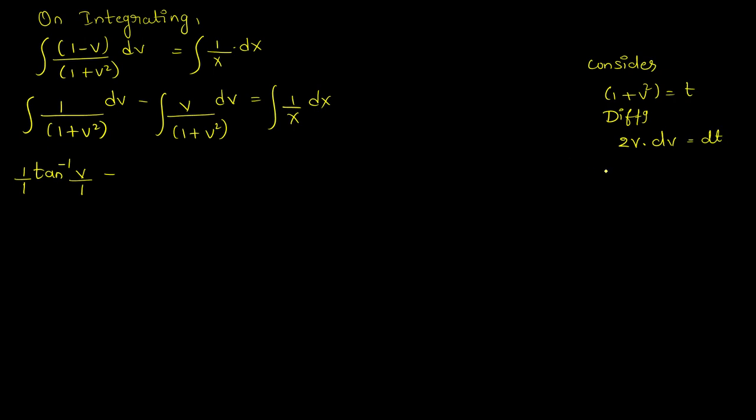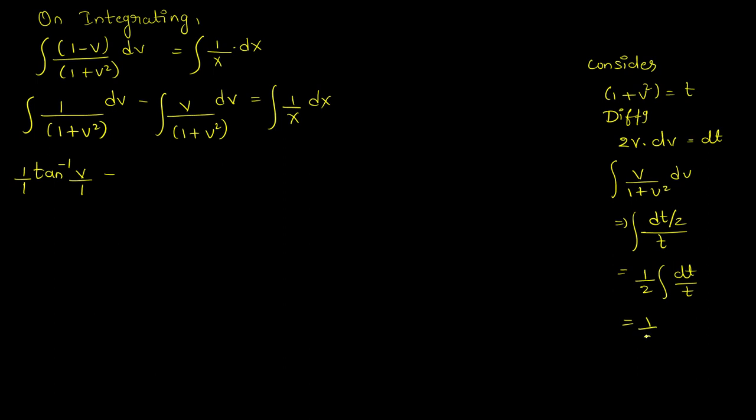So if you see the question, it is having v dv. So what will be integration of v over 1 plus v square dv is, since you know that v dv can be dt by 2. So in place of v dv, I substitute dt over 2 divided by 1 plus v square, we have considered it as t. So considering the constant 1 over 2 outside, it is integration of dt over t.